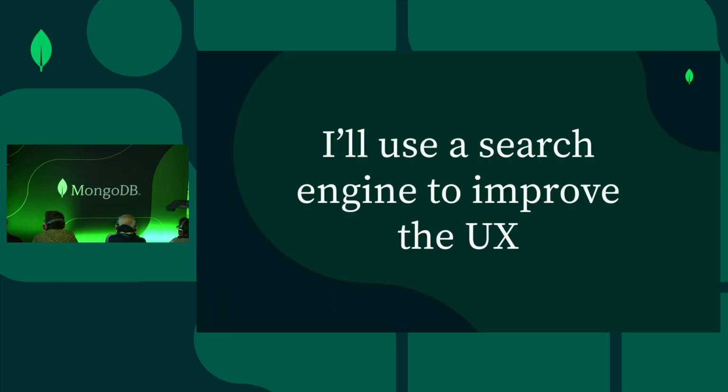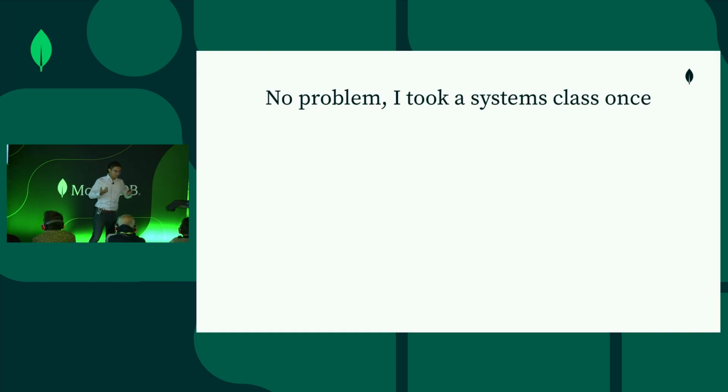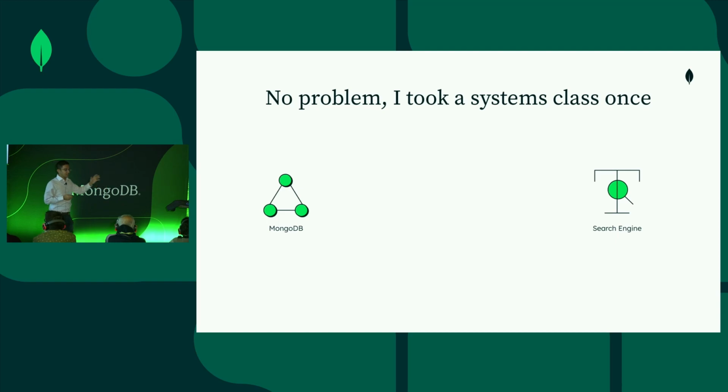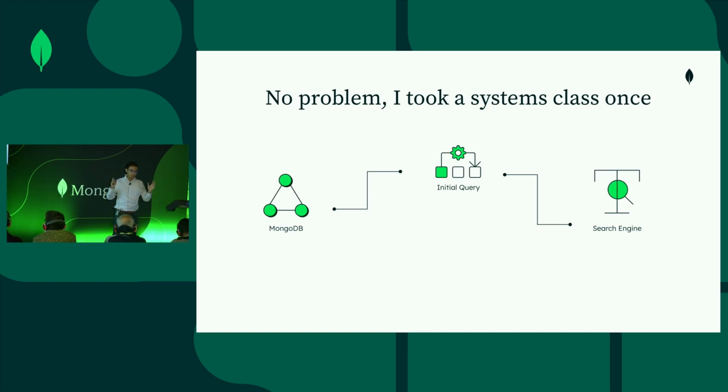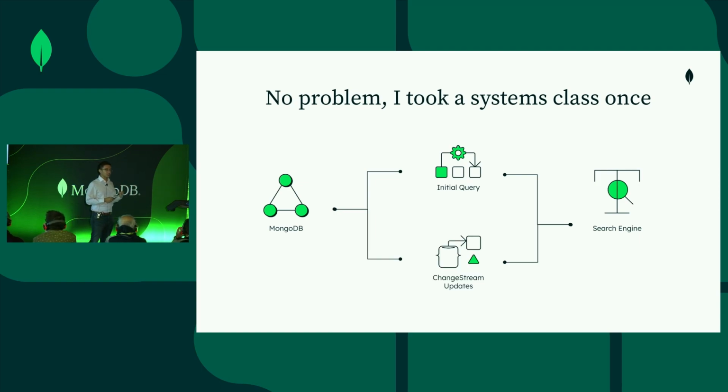All right, so what I'll do is use a search engine to improve the UX that my friend said hasn't been that great. I took a systems class once, and I know that in order to put this together, there's a database that you need, there's a search engine that we need, and then we need some kind of query to hydrate the search engine. The search engine could be Lucene, Elastic, Solr, Algolia, many out there. But this query hydrates that search engine, and then as new records come out, Hollywood releases a new movie, I send CDC updates to the search index.